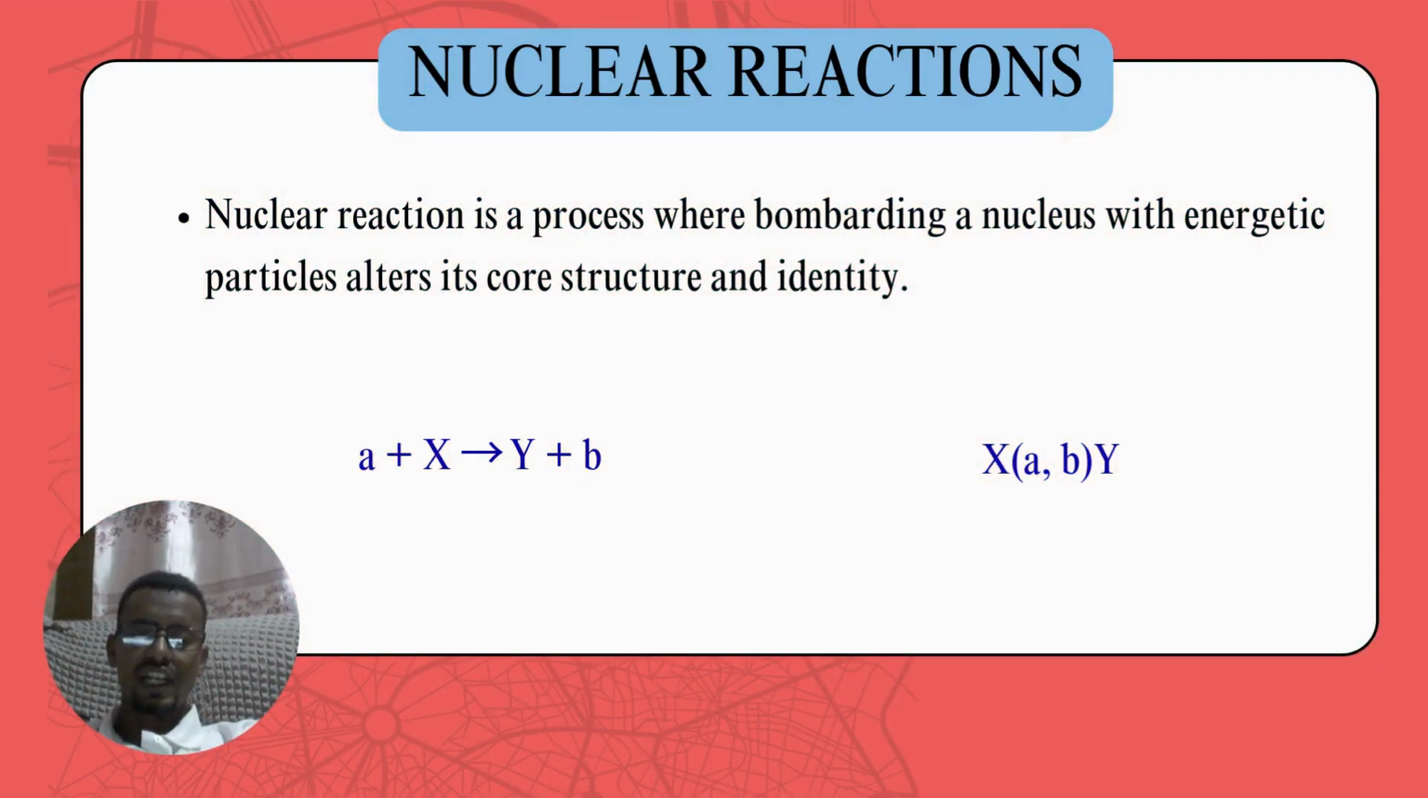So what is a nuclear reaction? It is the process where bombarding a nucleus with an energetic particle alters its core structure and identity, which means you have a particle A and bombard it towards the nucleus X, and after the event you will get another nucleus Y and another particle B. So in compact form, the nuclear reaction can be written as X(A,B)Y, where X and Y are the nucleus before and after the interaction respectively, and A and B are the particles before and after the event respectively.